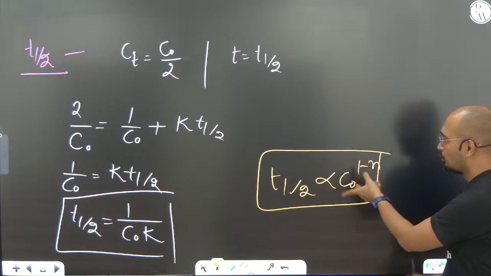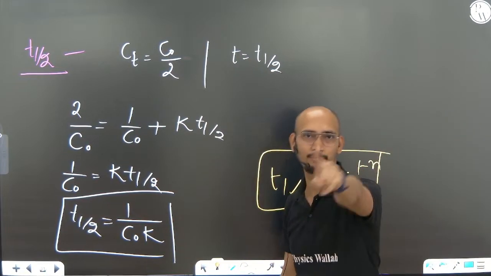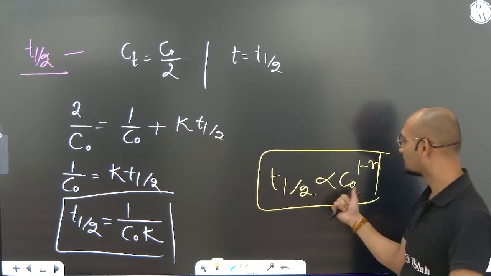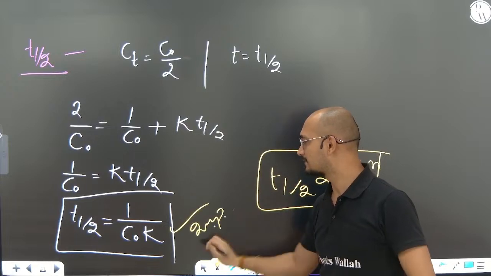Here n equals to what? 2. 1 minus 2 is what? Minus 1. So 1 by C naught. Can we see that 1 by C naught? Yes. T half is inversely proportional to C naught. Yes or no? Perfect. So what we can say? For a second order reaction, T half equals this. Important. Please keep in mind.